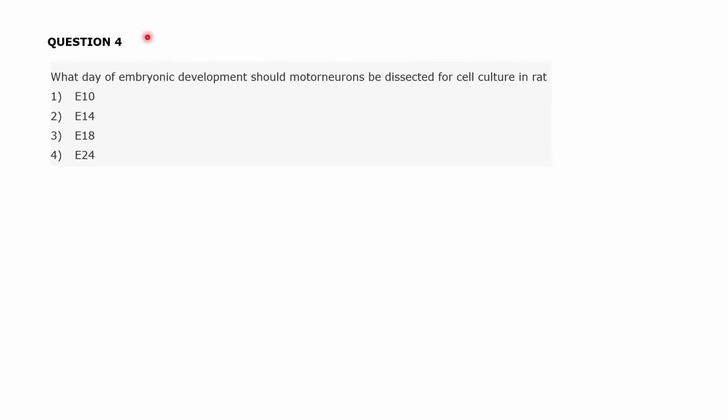Coming on to question number 4. What day of embryonic development should motor neurons be dissected for cell culture in rat? Option number 1, E10. Option number 2 is E14, E18, and E24, which might be the answer.